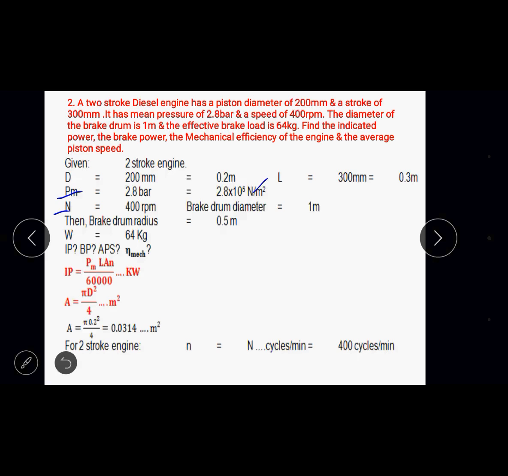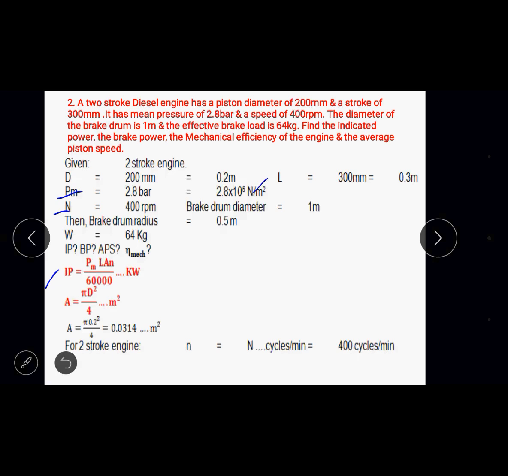We'll go step by step. First we will focus on IP. This is the formula: IP is equal to mean effective pressure P_M into L A n divided by 60,000, in kilowatt. Now how many parameters? There are 4 parameters in IP: mean effective pressure, stroke of the piston, area of the piston, and cycles of the piston. Mean effective pressure was given in bar, so we converted into Pascal, 2.8 into 10 power 5 Pascal. Stroke of the piston L is given. Area we have to find out.